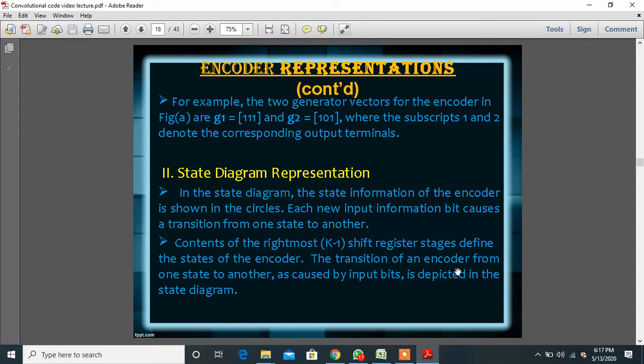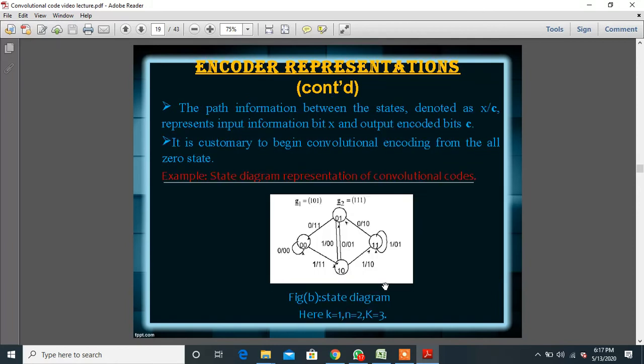The transition of an encoder from one state to another, as caused by input bits, is depicted in the state diagram. Initially, three shift registers were there in figure A. Once it is cleared for the first time, then the first bit will be introduced, so the first bit introduced will be 1, 0 and 0. Next, the path information between the states.